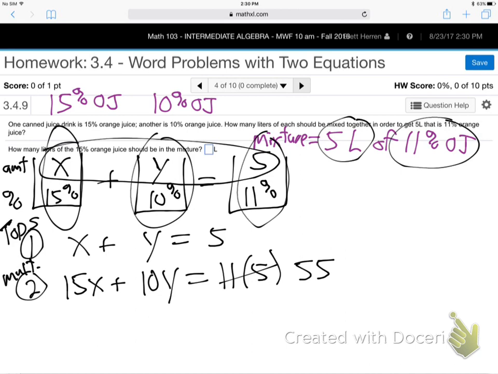So, good question. Is everybody seeing how I'm getting that second equation? I'm multiplying 15 times x, and multiplying 10 times y, and multiplying 5 times 11. See how it's consistent multiplication? The first two happen to be letters, so it's a number times a letter, and a number times a letter, but this is number times number. Everybody good there? We see how I'm getting those two equations?